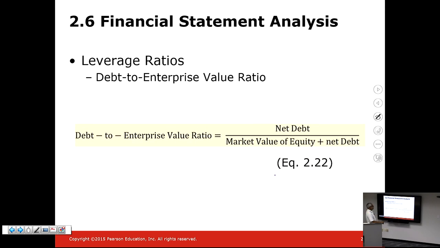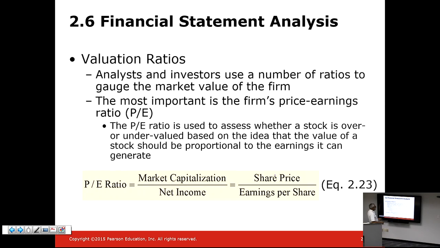We can also get debt to enterprise value. So different ways of looking, the same question is being answered: to what extent has the firm taken on debt, because of the risk associated with debt?